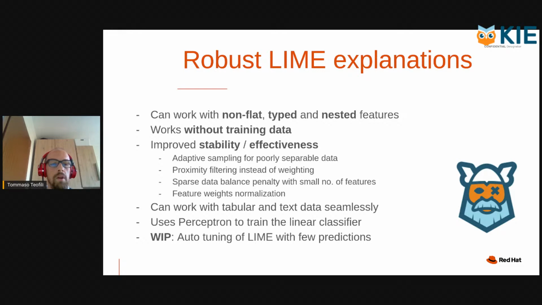We can work with tabular and text data seamlessly, whereas, for example, the official implementation in Python has different implementations for those different scenarios. We use the perceptron to train the classifier, which is sort of an implementation detail, but it's a difference with respect to the official implementation. We're also working on a small additional improvement to auto-tune Lime with a few predictions, which means that we reduce the sensitivity of Lime to some of its parameters with a sort of pre-training step.